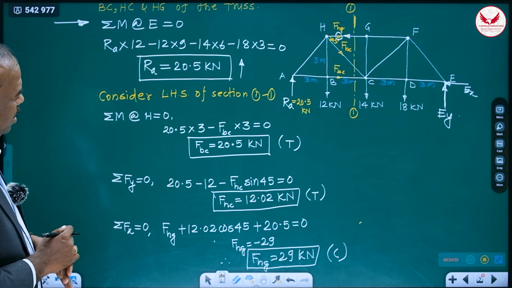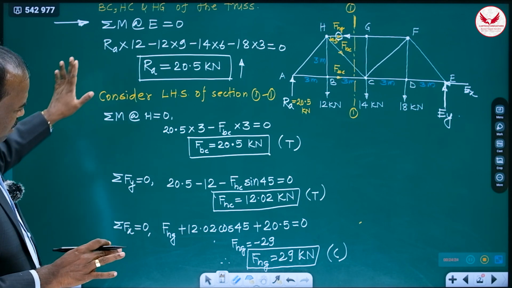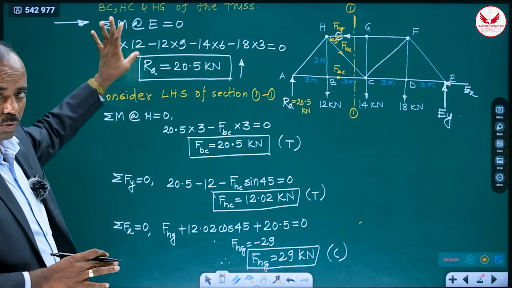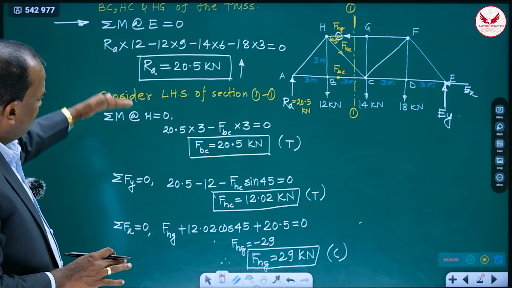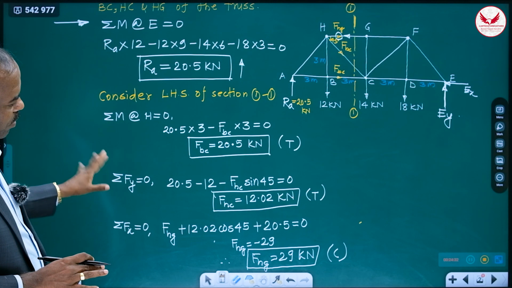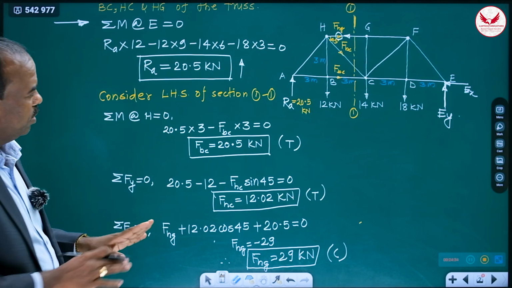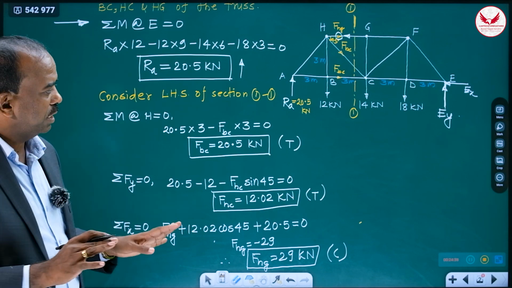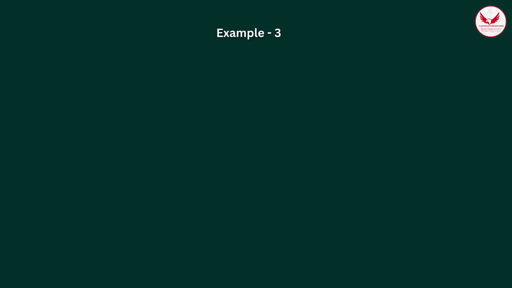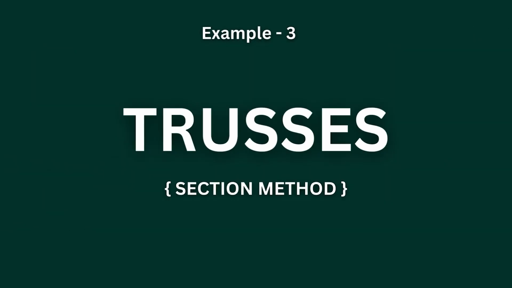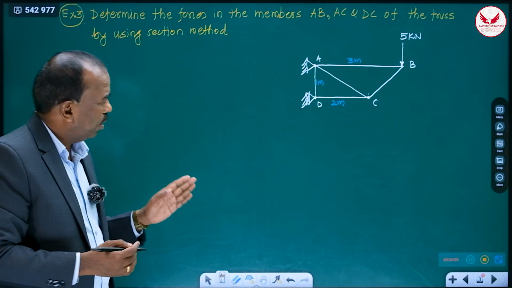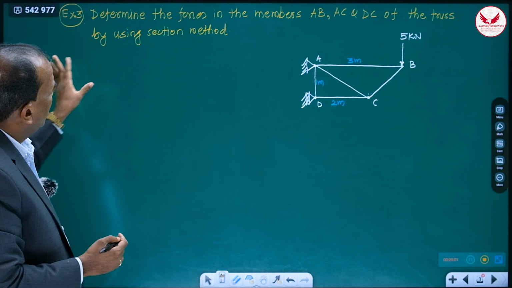And if you see how fast, only with 4 terms, summation M for getting the reaction, then summation M, summation Fx, summation Fy. With these simple steps, without drawing additional sketch, easily we can solve the problem of section method of the trusses. Now we'll see one more example of trusses by section method.